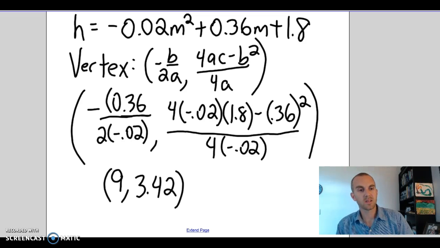So the question is, what does that mean? Well, that means that when it's traveled horizontally 9 meters, it is at a maximum height of 3 and 42 hundredths meters. The question asked, will it ever reach a height of 5 meters? This is saying that my maximum height is 3 and 42 hundredths meters, so no, it can never reach that height.